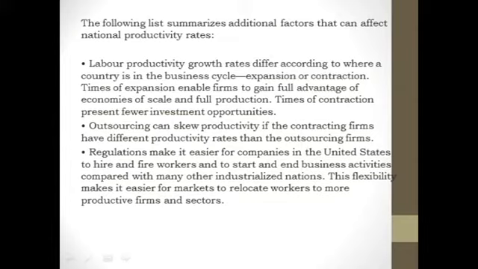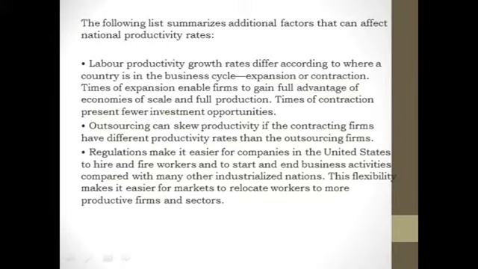Following is a list of summarized factors that can affect national productivity rates. Labor productivity: growth rates differ according to where a country is in the business cycle, expansion or contraction. Times of expansion enable firms to gain full advantage of economies of scale and full production. Times of contraction present fewer investment opportunities. Outsourcing can skew productivity if the contracting firms have different productivity rates than the outsourcing firms.